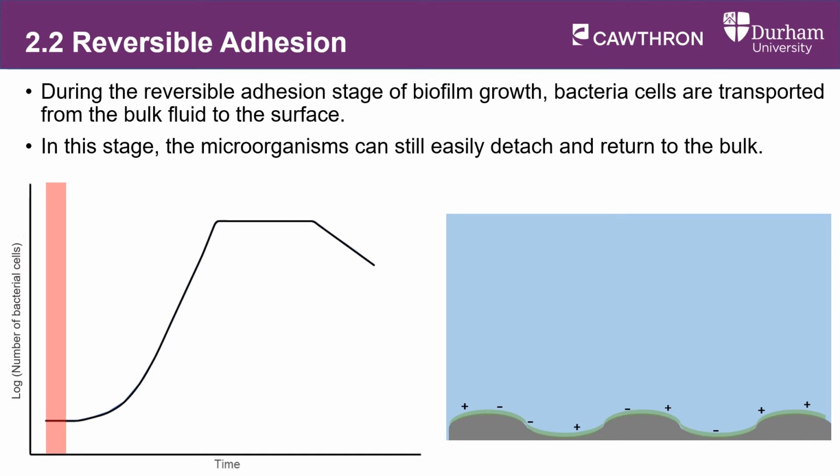After the conditioning film has formed, the reversible adhesion stage of biofilm growth begins. In this stage, microorganisms such as bacteria and diatoms are transported from the bulk fluid to very near the surface. Some use appendages such as flagella to propel them towards the solid, whereas others rely purely on turbulence. At this point in biofilm formation, microbes can still easily detach from a surface if they sense that it is unsuitable.